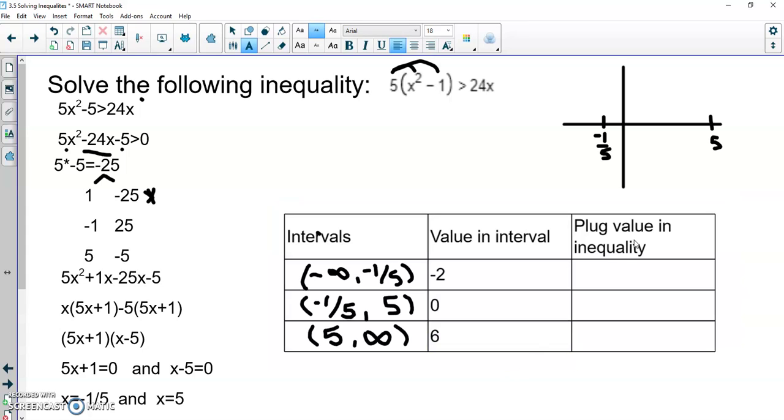So now we're going to plug each of these values into my inequality or my equation. So -2 squared is 4. 4 times 5 is 20. -24 times -2 is +48. And then I have -5. 20 plus 48 is 68. 68 minus 5 is 63.